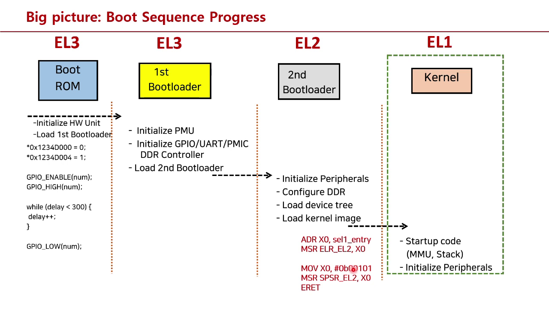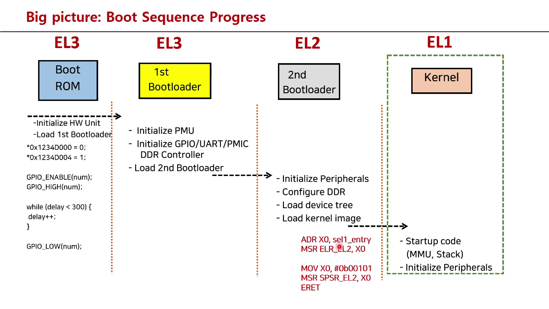The important point is this binary data represents the current exception level as exception level 1. Okay, this is an important point. This binary data represents exception level 1. And then this data, the value of the X0 register, will be written to the SPSR_EL2 register by running this assembly instruction. And then after you run the ERET assembly instruction, the core will do two tasks at the same time.